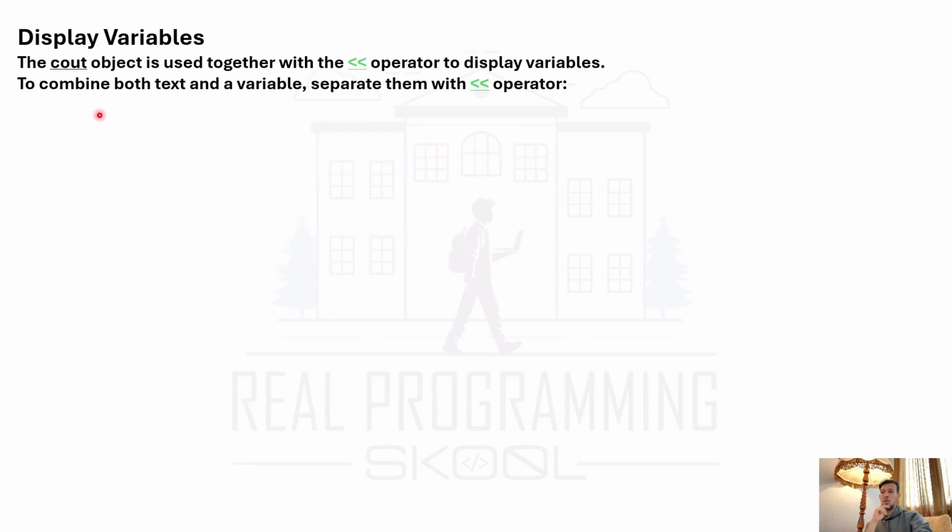And we have something called display variables. The cout object is used together with the less than operator to display variables. To combine both text and variable, separate them with the insertion operator. Exactly. If I want to print on a console screen text and combine it also with a variable value, I should separate the text and the variable name with less than.